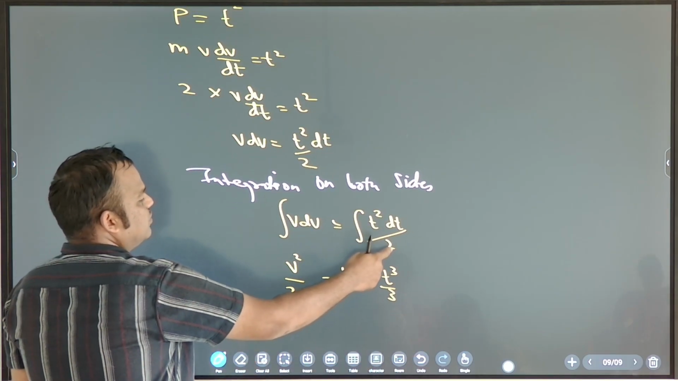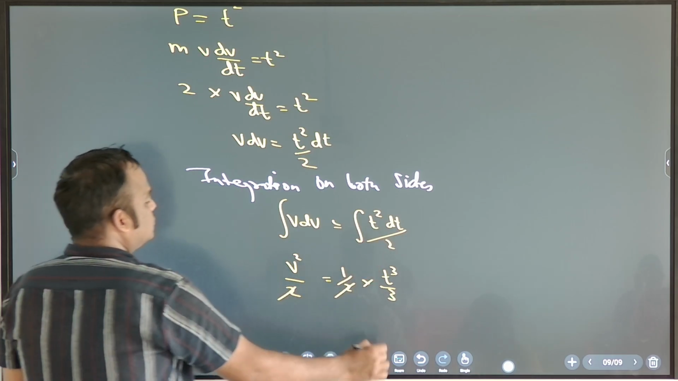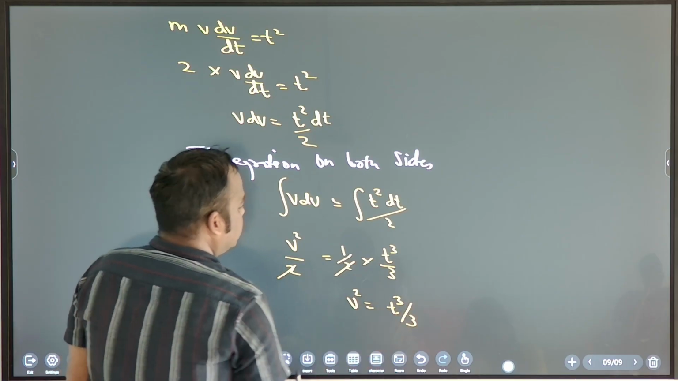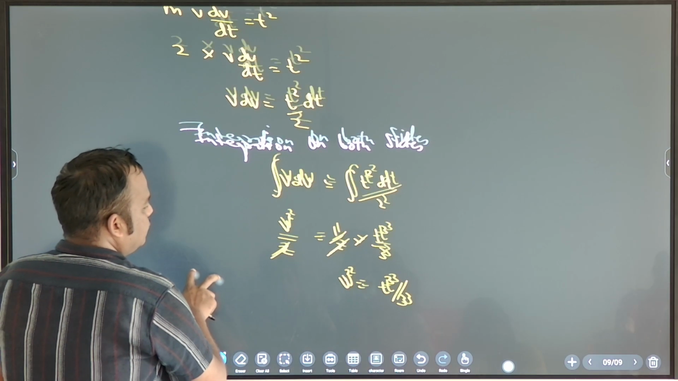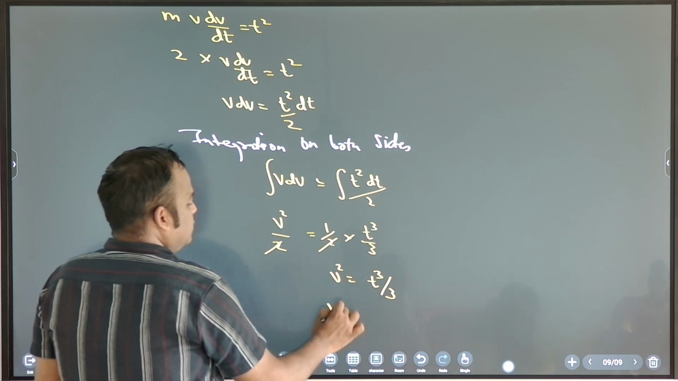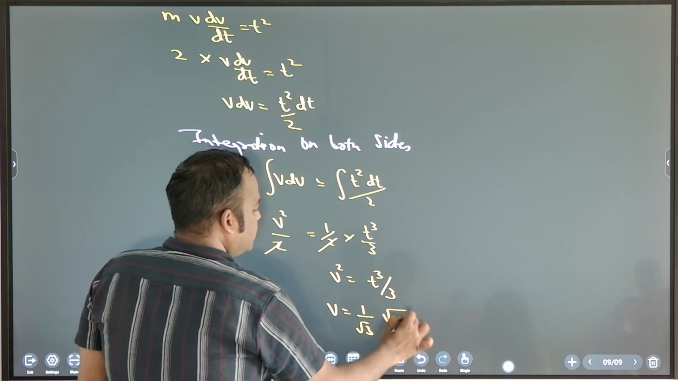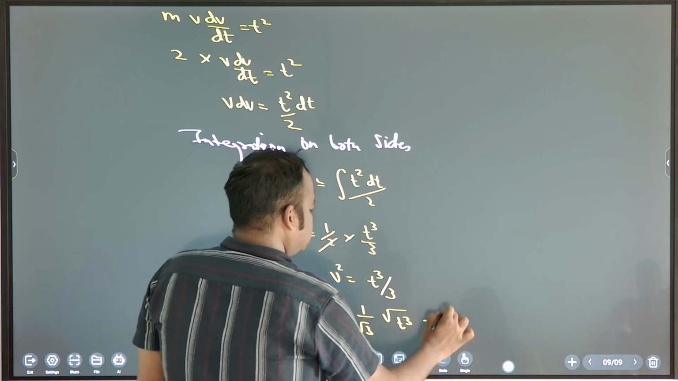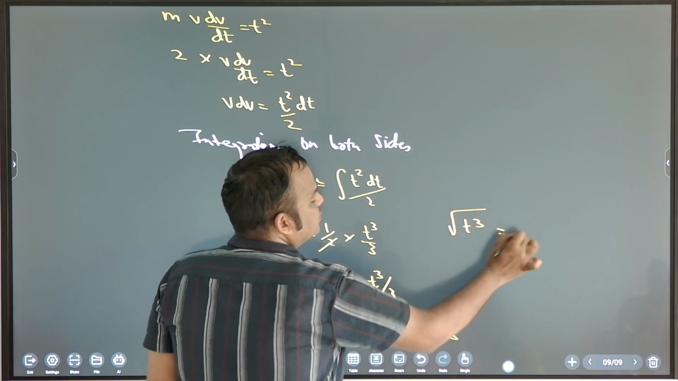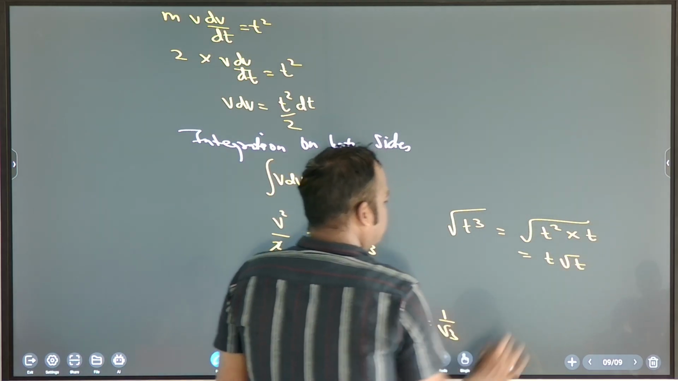This 2 is taken outside. Now this 2 cancels. So v square is equal to t cube by 3. Now this is v, so v is equal to 1 by root 3 square root of t cube. Square root of t cube means square root of t square into t, so t root t, correct?